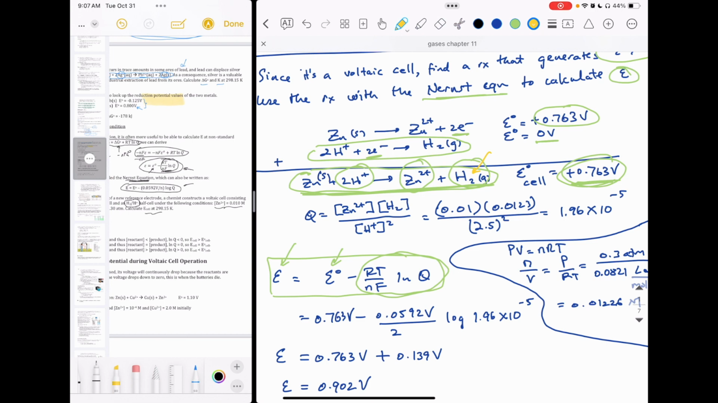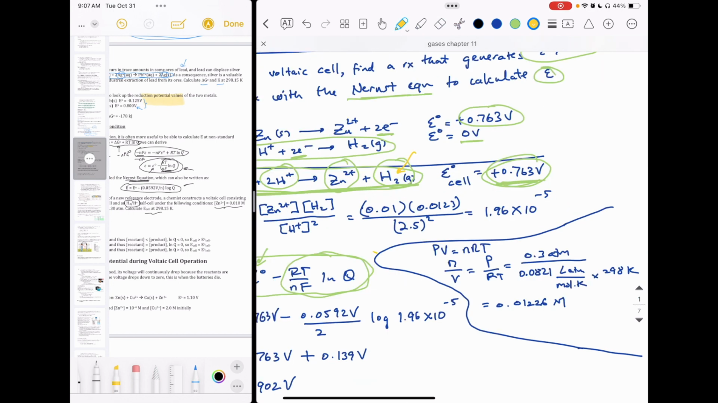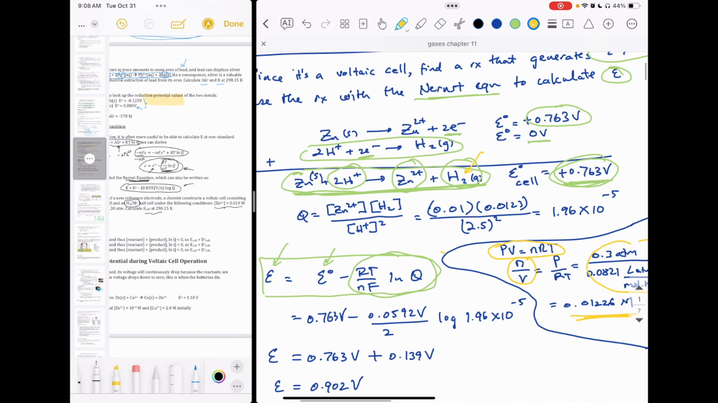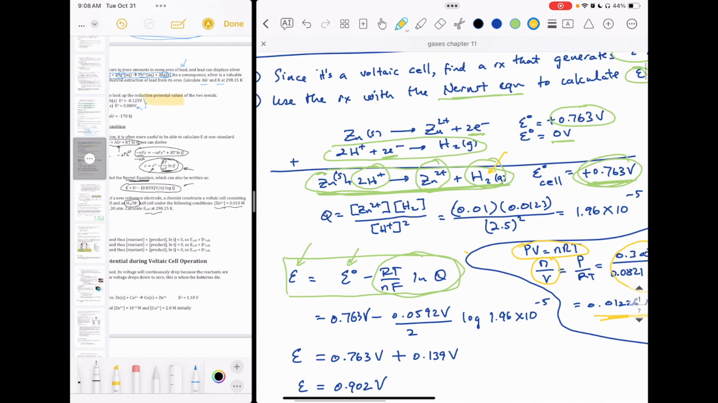I was given all 3 numbers. However, the number for the hydrogen gas is given in pressure in atmospheres. So I need to convert that to concentration. To do that, I do it on the side here using the ideal gas equation, PV equals nRT. So n over V, which is concentration, is going to be P over RT. And then putting in the numbers that they gave us, plus some of those constants, I got 0.01226 molar for the concentration of H2.